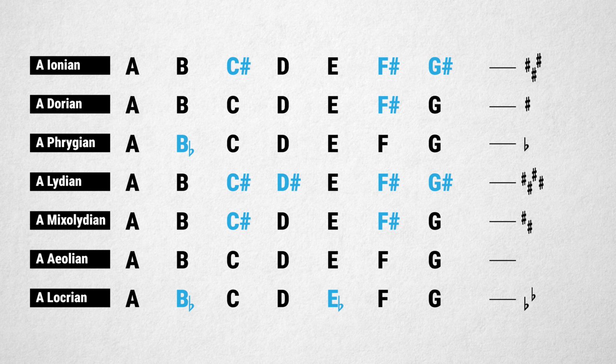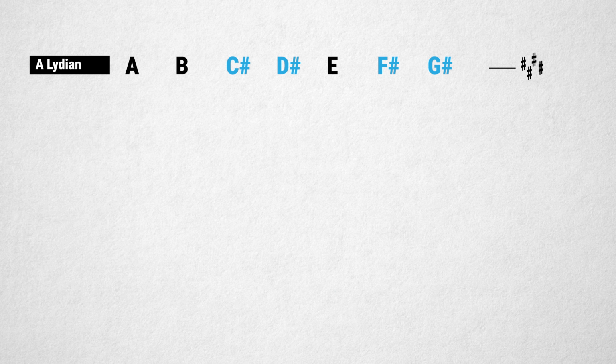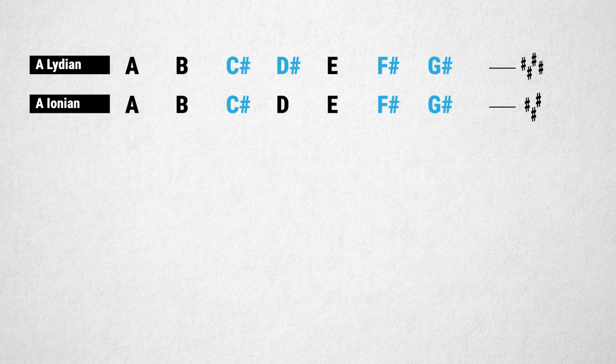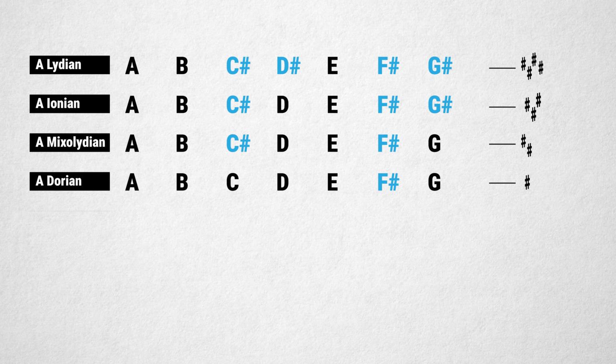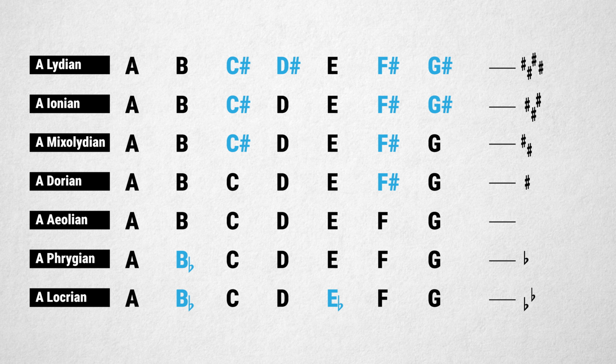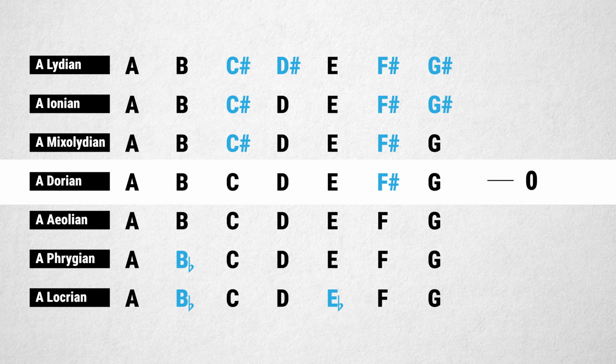Now we can rearrange the modes on the tonic A according to the number of sharps and flats, like this. A Lydian has 4 sharps, A Ionian has 3 sharps, A Mixolydian has 2 sharps, A Dorian has 1 sharp, A Aeolian has no sharps or flats, A Phrygian has 1 flat, and A Locrian has 2 flats. Now we'll put A Dorian in the middle with a dBq of 0. So the dBq of every mode will be like this. Lydian is 3, Ionian is 2, Mixolydian is 1, Dorian is 0, Aeolian is -1, Phrygian is -2, and Locrian is -3.